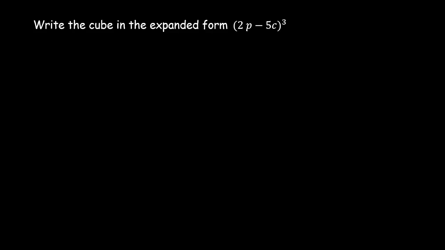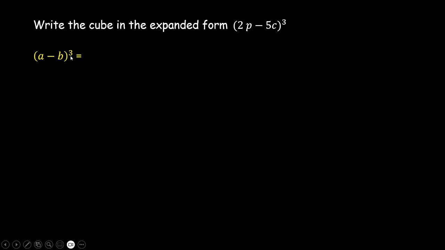Write the cube in the expanded form, (2p − 5c) whole cube. Now we need to see which identity we should apply over here. Doesn't this look very similar to (a − b) whole cube, right? So let us recall the expansion of (a − b) whole cube.